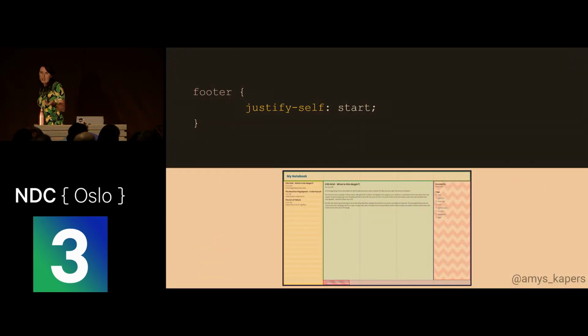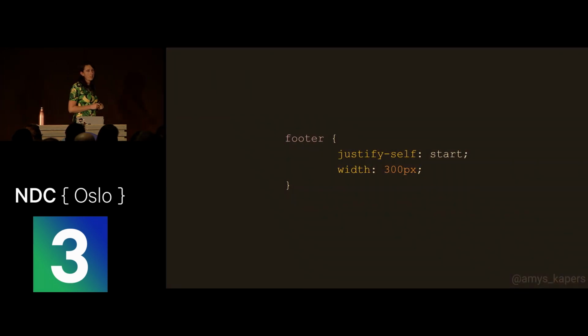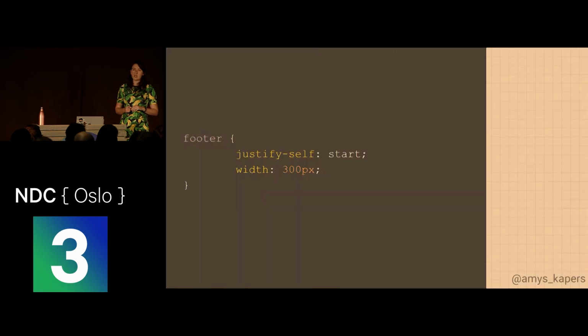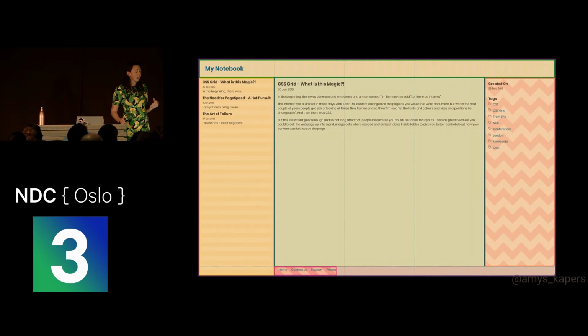But we're back to having it all squished up together. We do want to have a little bit of space between everything. So I am going to set a width to this. And so I'm going to say width 300 pixels, and this will make the footer take up a little bit more room and have a little bit more space between each of the items.